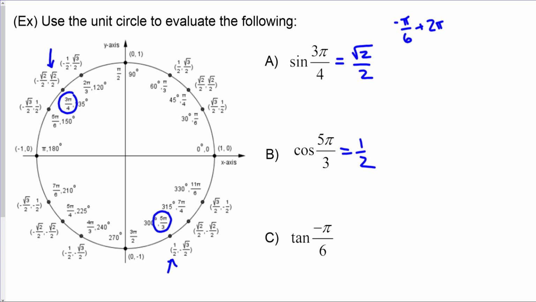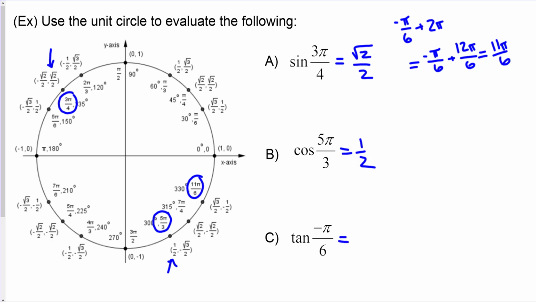So I need to get a common denominator. So it's negative pi over 6 plus something over 6. So it looks like it would be 12 pi over 6. And that would be 11 pi over 6. So that means I'm working with this angle measure right here. That's its equivalent.